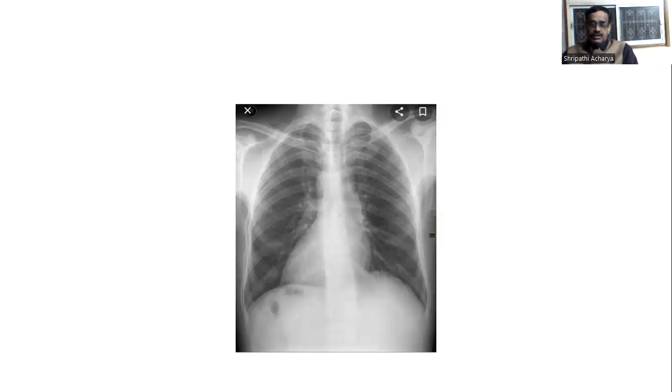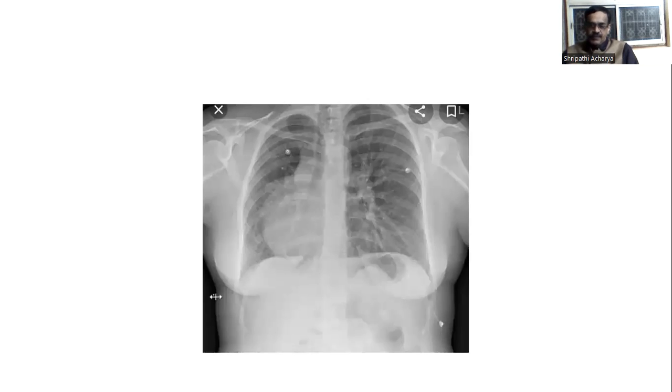This is another X-ray which shows dextrocardia. You can see the heart shadow is present in the right side of the chest. You can see the cardiac apex is situated in the right side. And also you see beneath the right hemidiaphragm, there is an air shadow. That is due to the presence of air in the gastrium or stomach. So the stomach is also present in the right side. That is known as situs inversus. It is a congenital disorder.